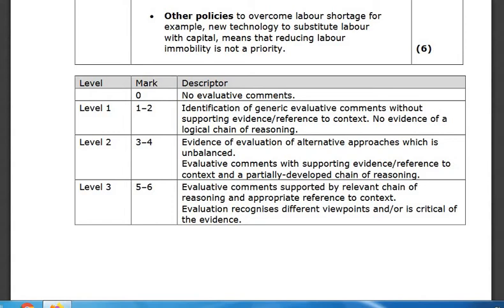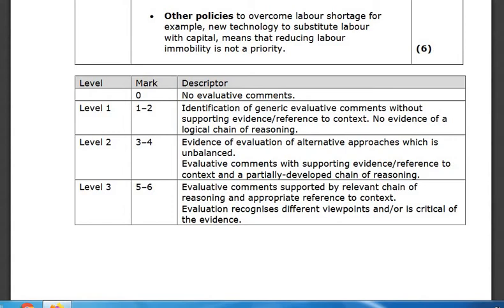The best students will be in level 3 evaluation. So the descriptor there is evaluative comments supported by a relevant chain of reasoning and appropriate reference to context. So your judgments have to match the context. You can't just pick out something kind of theoretical that doesn't fit that particular situation. Again, you're allowed to use relevant examples that fit the context.